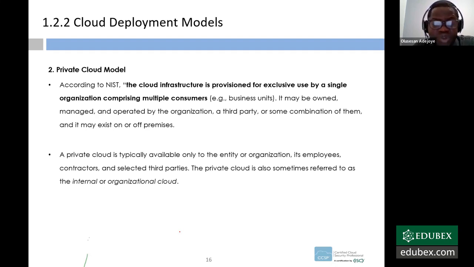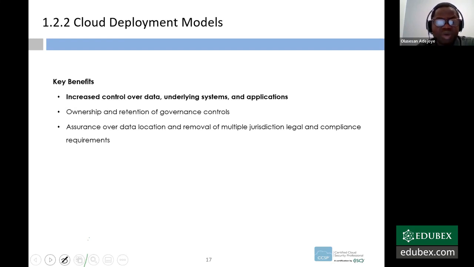A private cloud is only available to one organization. It's meant for the exclusive use of that organization. It cannot be shared. But one advantage of the private cloud is that it gives you the capability to manage your resources and conform to regulatory requirements. The key benefit is increased control over data. You have control over your data governance, underlying systems, and applications. We can use this to comply with regulatory requirements. Ownership and retention of governance control. Nobody is sharing that cloud environment with you. You have absolute control. The control within the private cloud deployment is excellent.